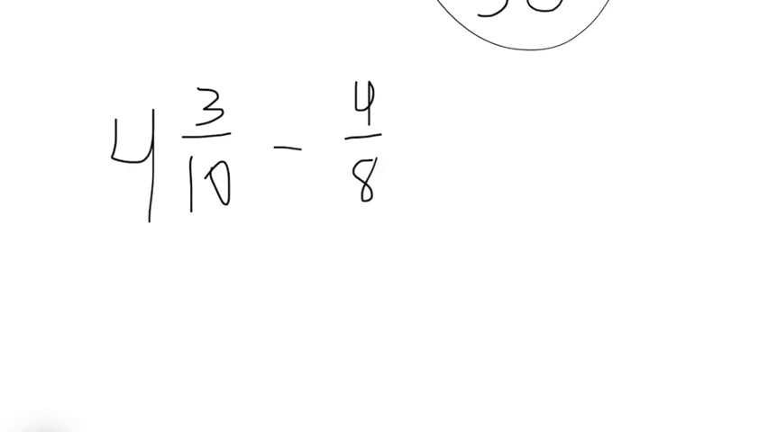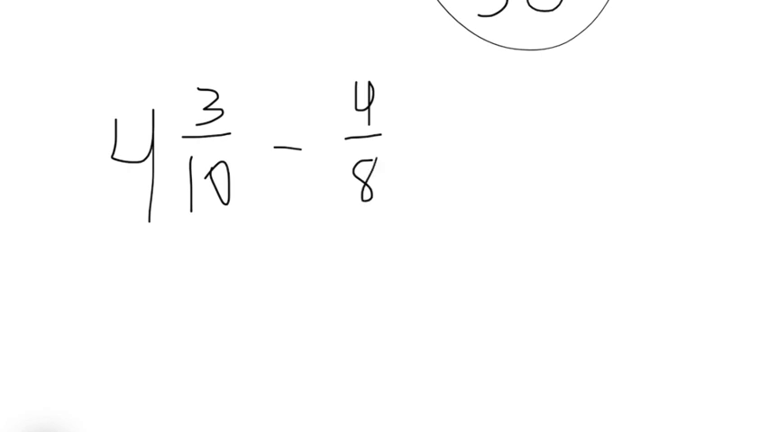So I'm going to set up a mixed number here. Remember, a mixed number is a whole number with a fraction. And I'm going to subtract it by a regular fraction to start off. I won't do a mixed number. So we'll do 4 3/10 minus, we've got to do something higher than 3/10 in value, I'll do 4/8. All right.